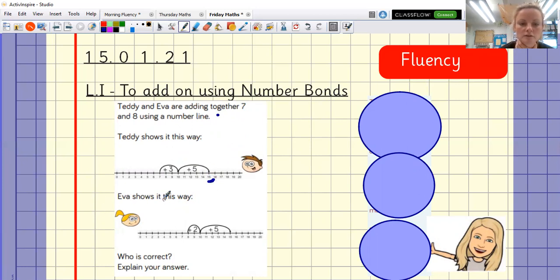Eva shows her way of doing it. She partitioned 7 into 5 and 2. So she started on 8, plus 2, plus 5. Who is correct? And explain why you think so. So press pause, have a think, maybe have a go at doing both ways.